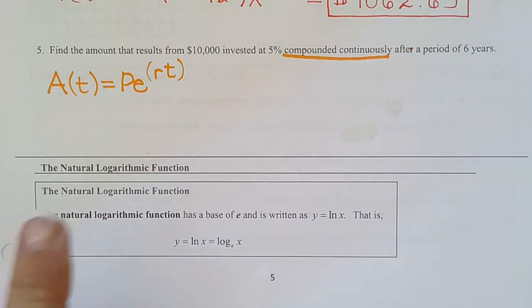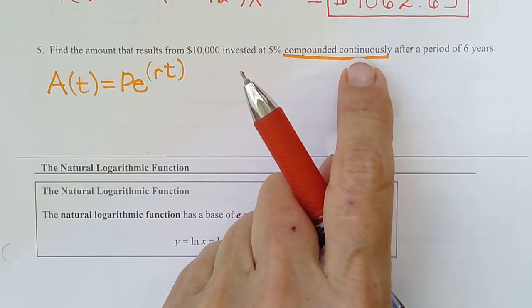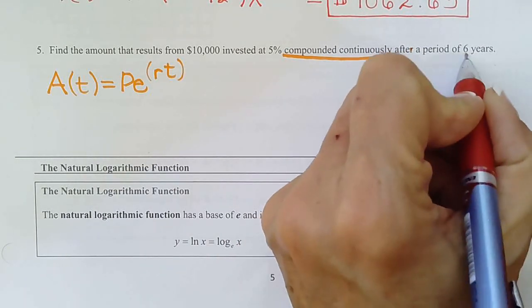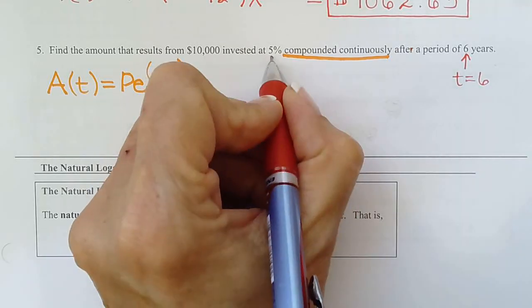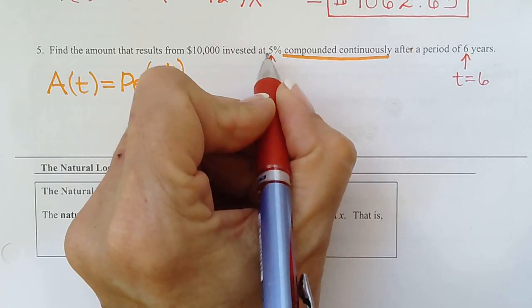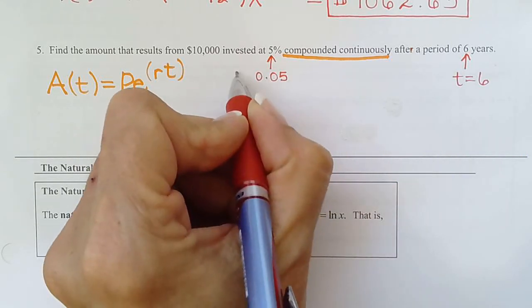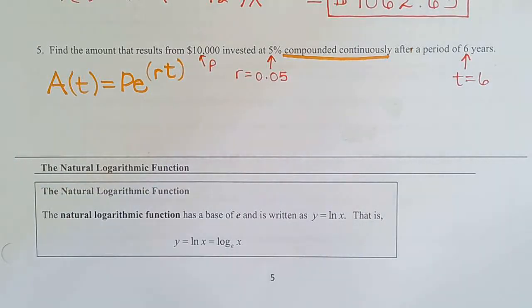Okay, so we know we're using the continuous compounding formula because we don't know what n is. We don't know how many compounding periods there are when it's continuous. It's infinite. Here's my t, so t is 6. Here's my r. Move it 2 places to the left, so 0.05. And here's my p, 10,000.